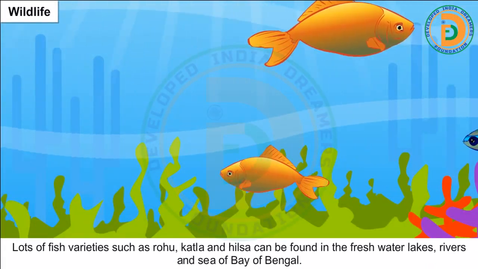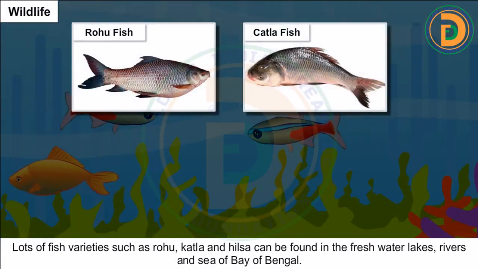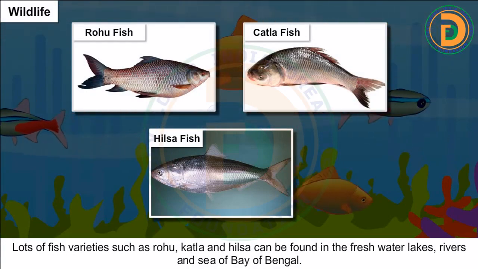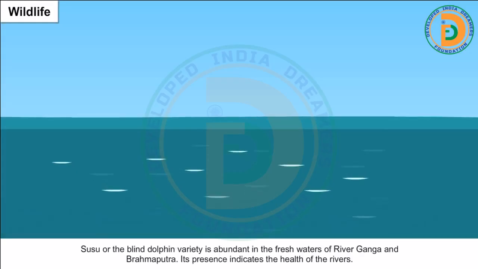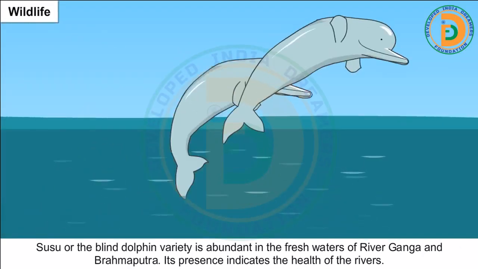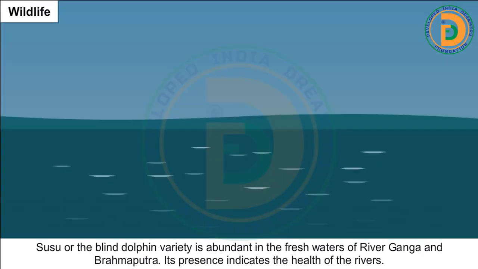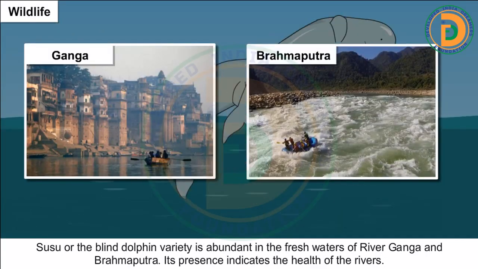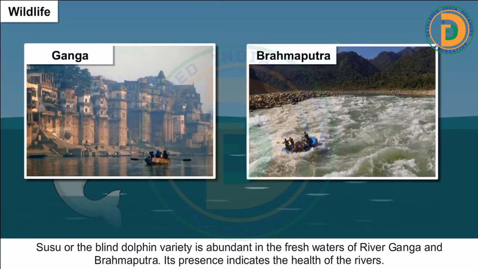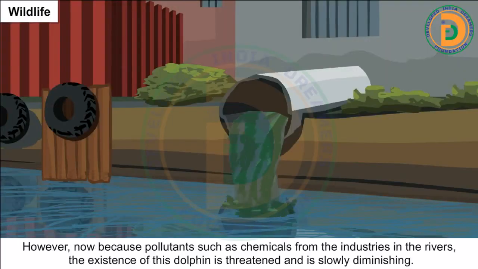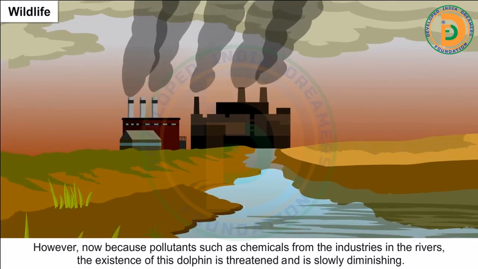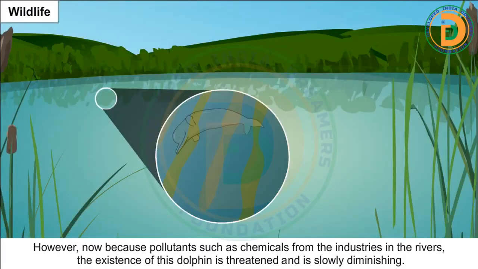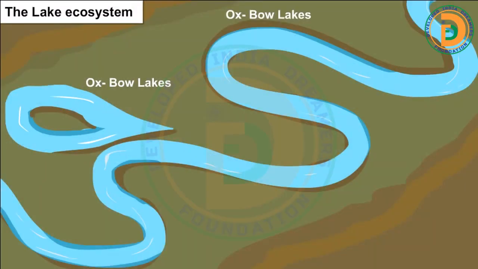Lots of fish varieties such as rohu, katla and hilsa can be found in the freshwater lakes, rivers and the Sea of Bay of Bengal. Susu, or the blind dolphin, is abundant in the freshwaters of the River Ganga and Brahmaputra. Its presence indicates the health of the rivers. However, now because of pollutants such as chemicals from the industries in the rivers, the existence of this dolphin is threatened and is slowly diminishing.